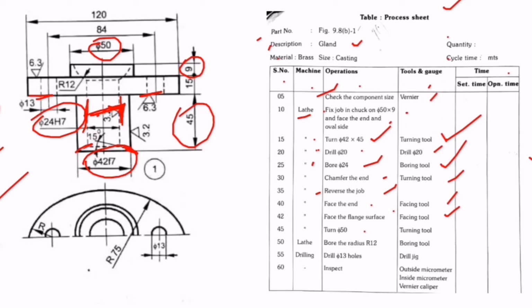Next, turning of 50. This we have 50. So turning of this 50 with turning tool. Bore the radius of R12. Here we can see R12 radius. So bore the radius of R12.